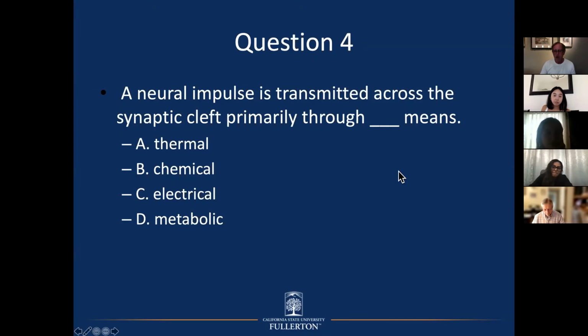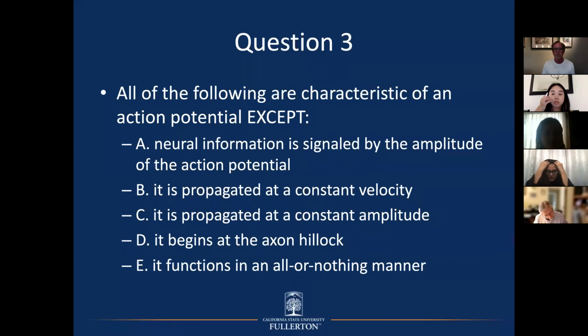So I'll stop sharing. Well, before I stop sharing, is there anything that you want me to go over on this set of slides again? Yeah, like for question 3, the one that was A, where in the PowerPoint slides, I was looking for the answer and I just couldn't find it. Oh, okay. Neural information is signaled by the amplitude of the action potential.